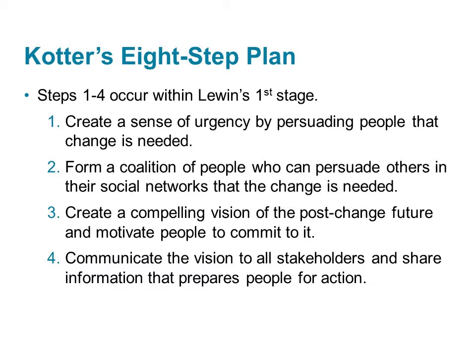In the second stage, we form a coalition, a group of people who can help us implement the change. Their support will be a driving force, and they can persuade other people in their social networks to support the change as well. That way you don't have one person in the organization trying to persuade everyone. You have a team of people.